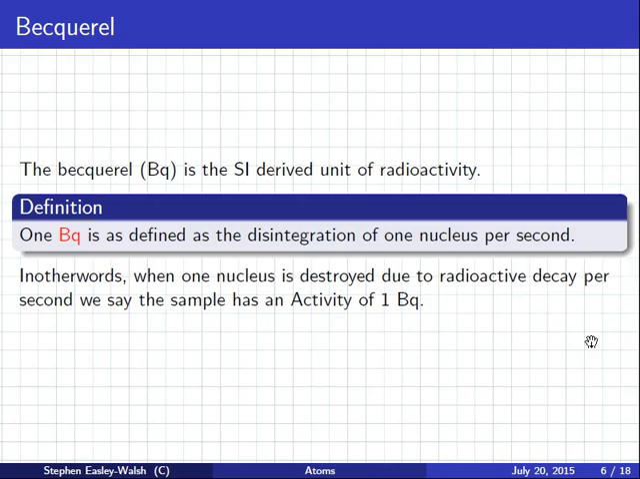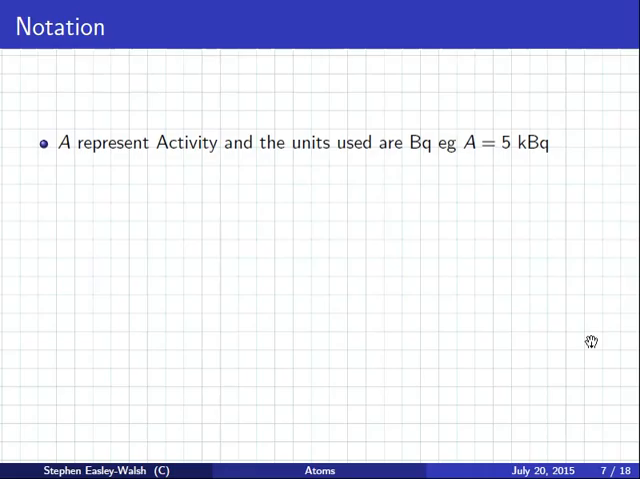So just some definitions of letters. A represents activity, and the units, of course, are Bq, for example 5 kBq. N represents number of atoms, e.g. N equals 10 to the 6 atoms.